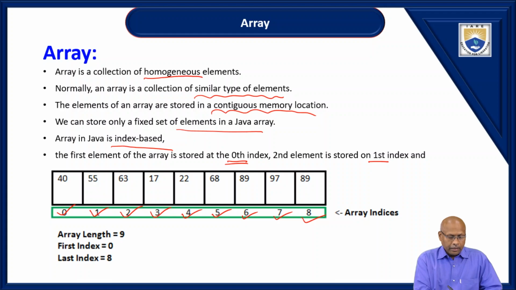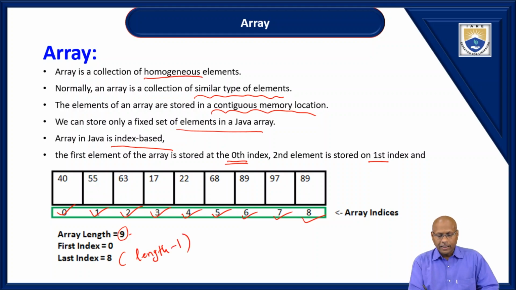Now in this array, how many elements are there? Totally 9 elements. So the length of the array is 9. The starting index is 0. And what is the last index? Length minus 1. Length is 9, 9 minus 1 is 8. So the last index is length minus 1, that is 8.